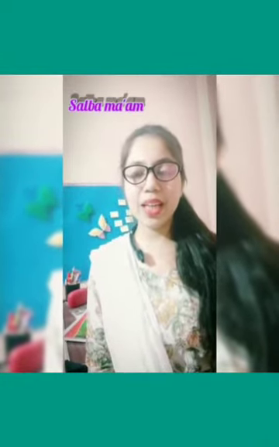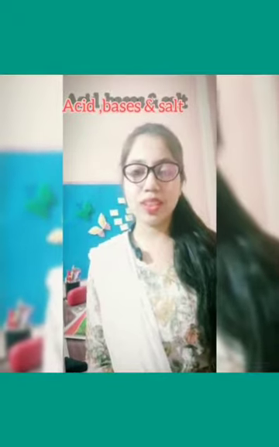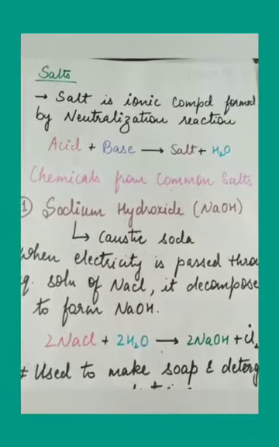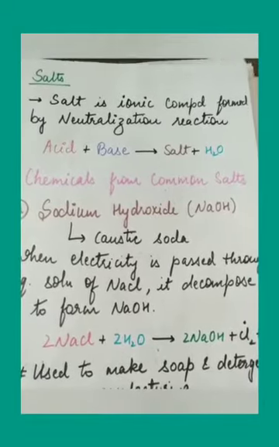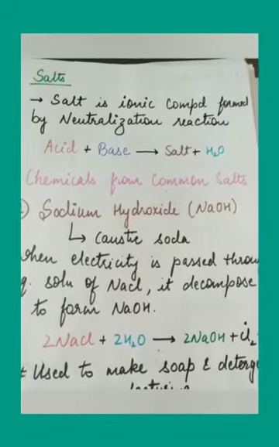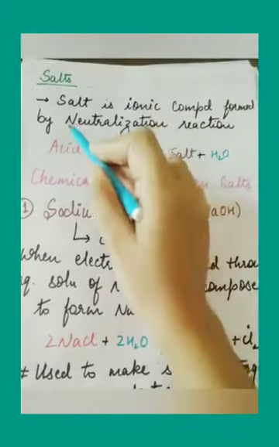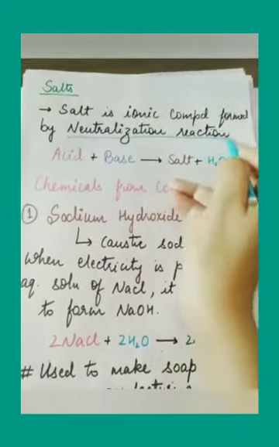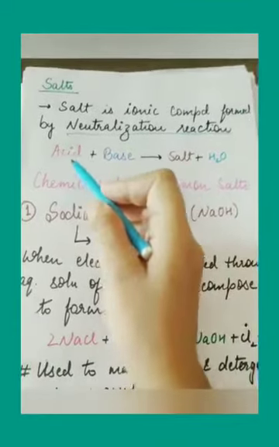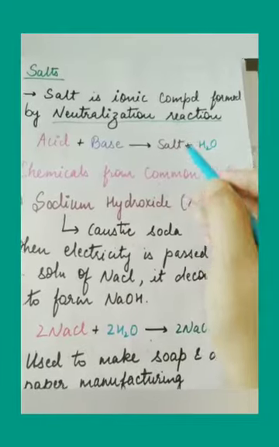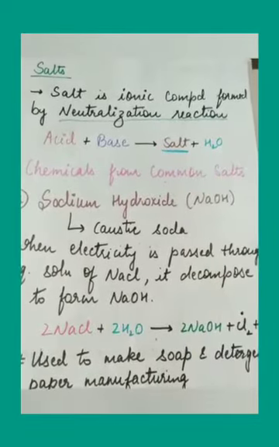This is Salba ma'am and today I am going to teach class 10th chemistry and the topic is acid, bases and salt. Okay students, from the chapter acid, bases and salt, today we will study about salt. What are salt? Salt is an ionic compound formed by neutralization reaction. I have already told you the neutralization reaction. With the help of this neutralization reaction, when acid reacts with base, salt is formed and water is formed. So this is the salt which is formed.